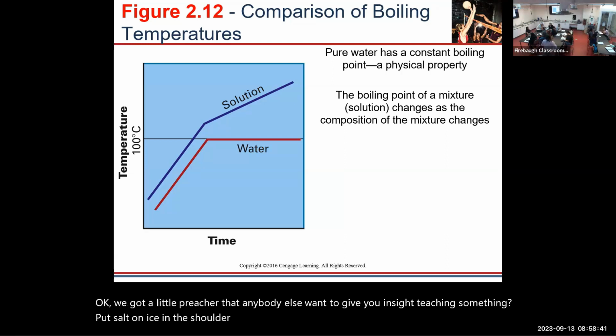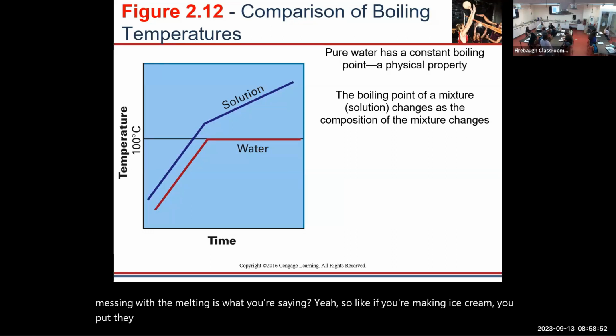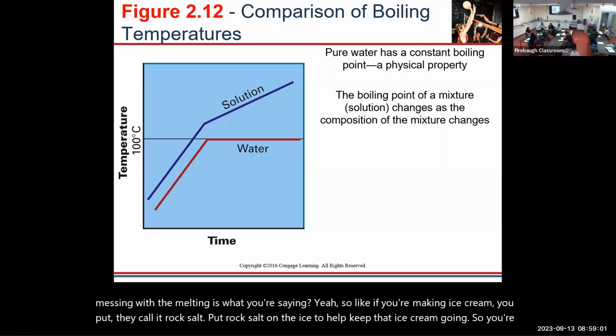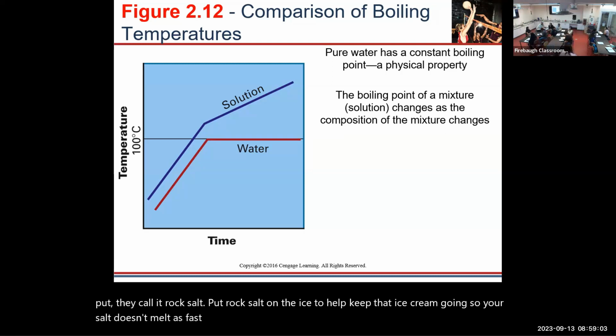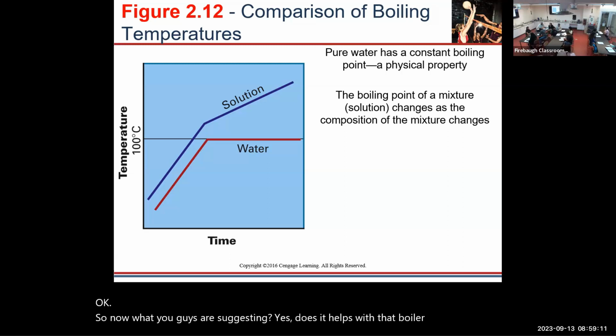It gets colder, so it has something to do with keeping or messing with the melting temperature. Is that what you're saying? Like if you're making ice cream, you put what they call rock salt on the ice to help keep that ice cream going, so your ice doesn't melt as fast, right? Okay. So what you guys are suggesting, yes, it does help with that boiling, and it also helps with controlling that temperature, right?